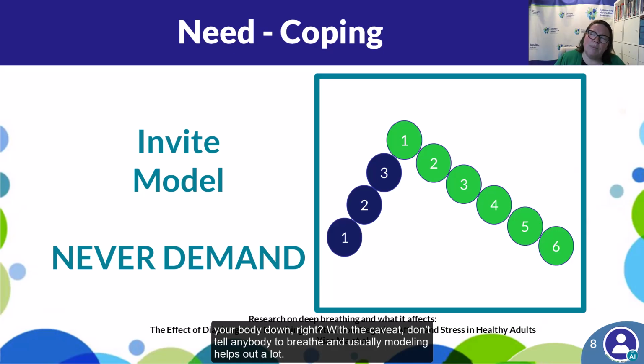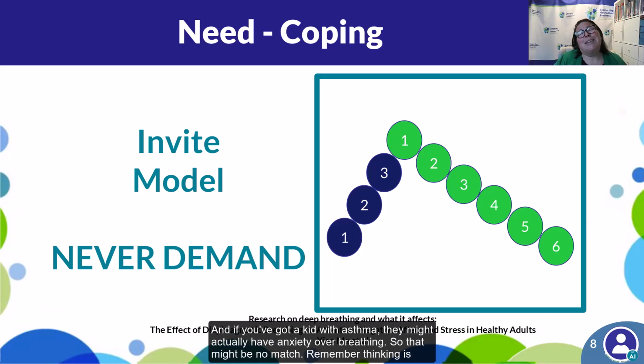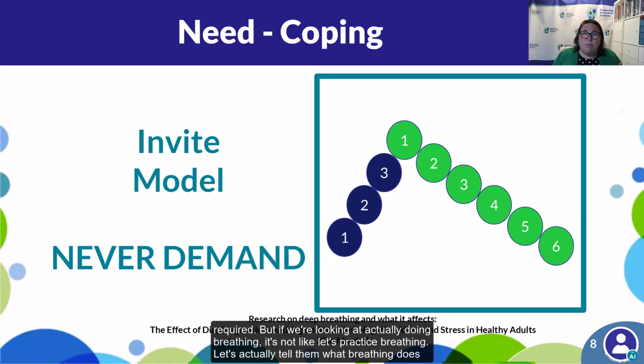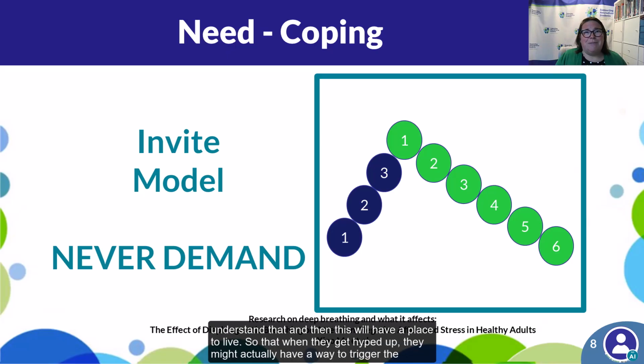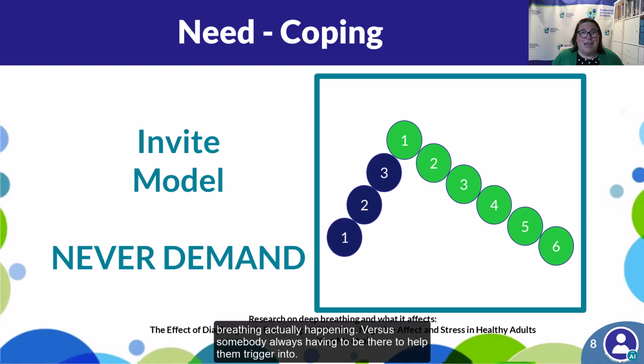With a caveat, don't tell anybody to breathe. And usually modeling helps a lot. And if you've got a kid with asthma, they might actually have anxiety over breathing. So that might be no match. Remember, thinking's required, right? But if we're looking at actually doing breathing, it's not like, let's practice breathing. Let's actually technically tell them what breathing does with your central nervous system. Because if they have a need of a hyperactive stress response system, hopefully we're helping them understand that. And then this will have a place to live, so that when they get hyped up, they might actually have a way to trigger the breathing happening versus somebody always having to be there to help them trigger into breathing.